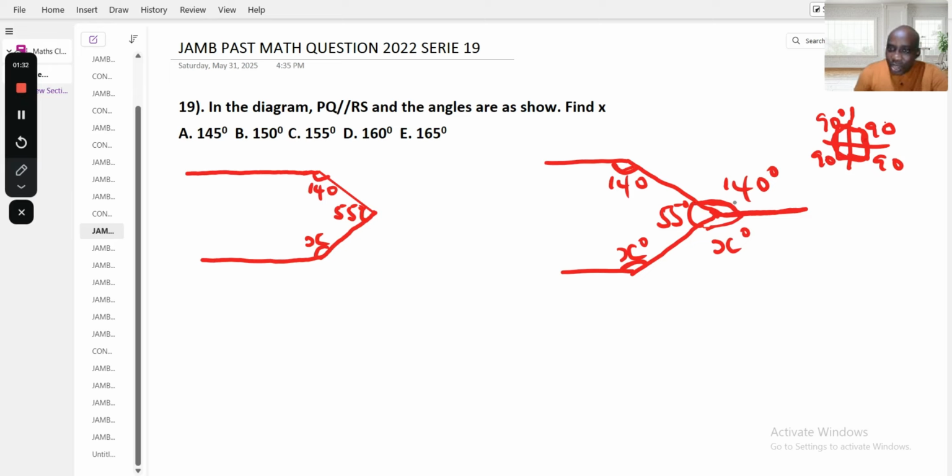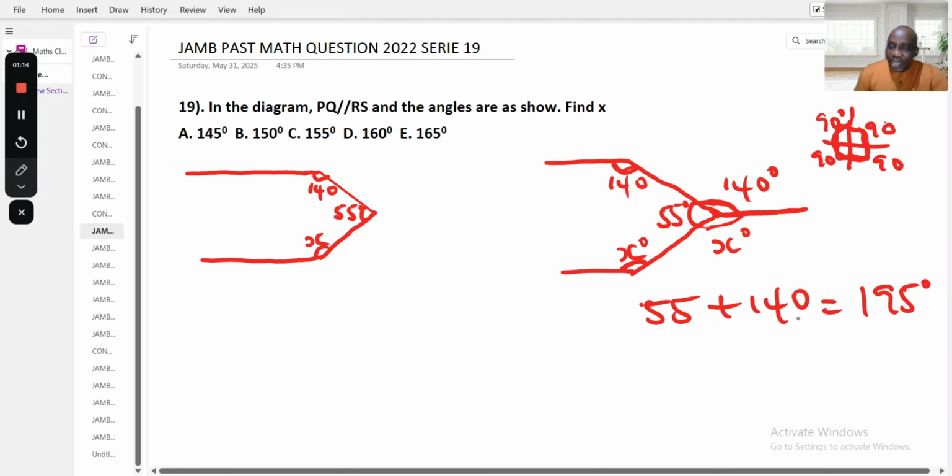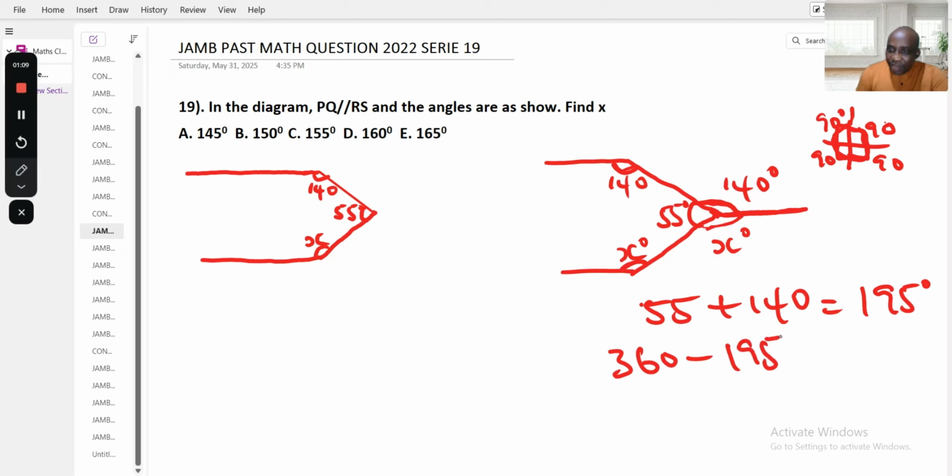Now from here to here we see 140, 55. What is now missing here? What you are going to do is say 55 plus 140, what is it going to give us? It's going to give us 195 degrees. Out of 360, you are going to minus this 195. 360 minus 195 is going to give us the value for the x that is missing there. 360 minus 195 is going to give us 165. Therefore, this missing x is 165 degrees.